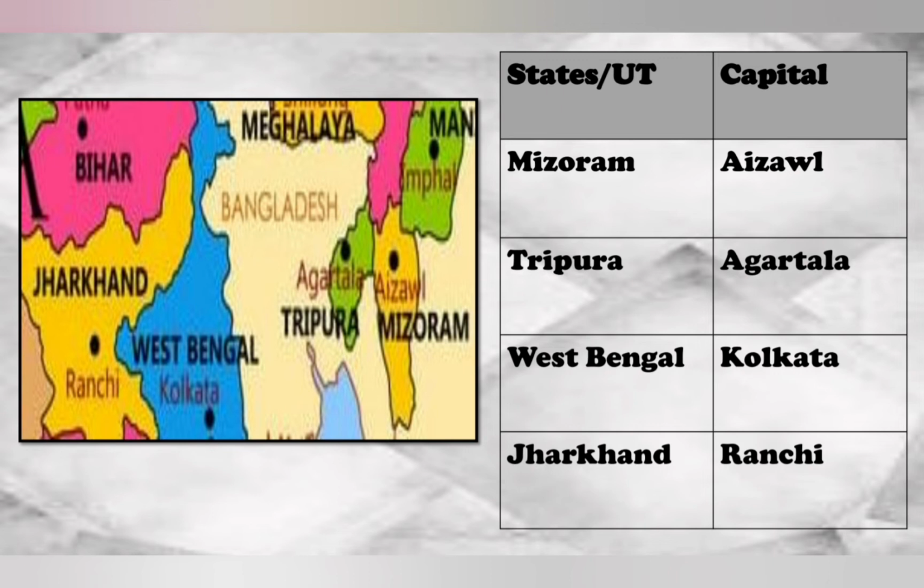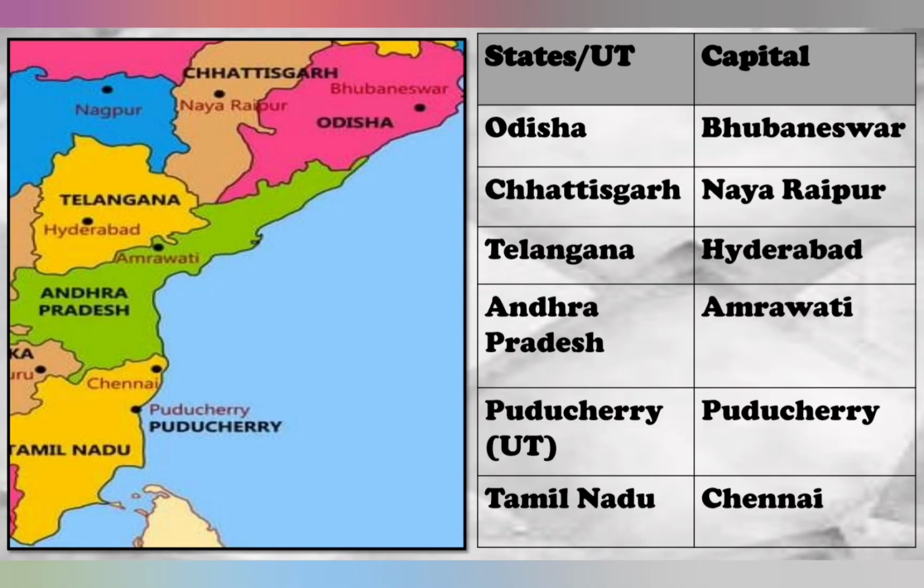Next, West Bengal, its capital is Kolkata. Next, Jharkhand, its capital is Ranchi. I hope you're all paying attention. As we move towards the south, we have Odisha, its capital is Bhubaneswar. Next, Chhattisgarh, its capital is Naya Raipur.